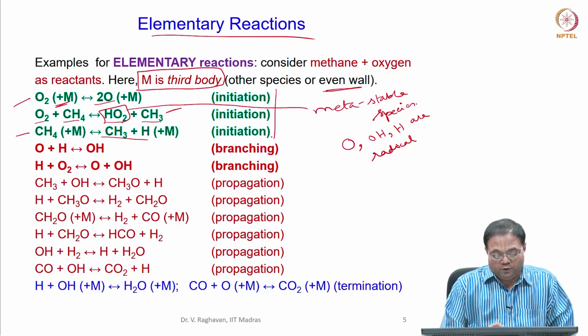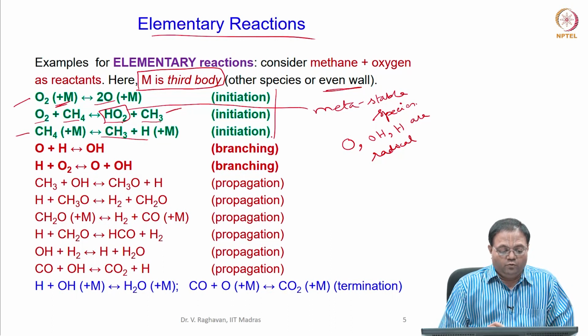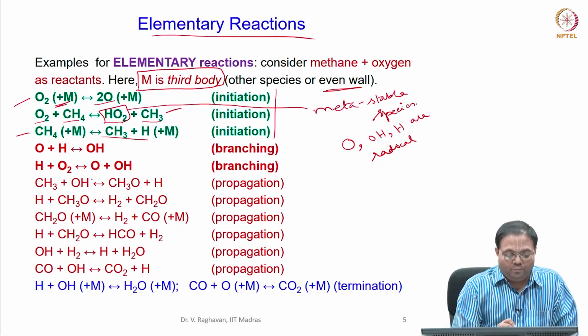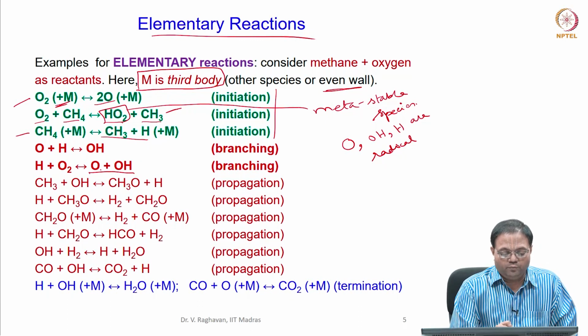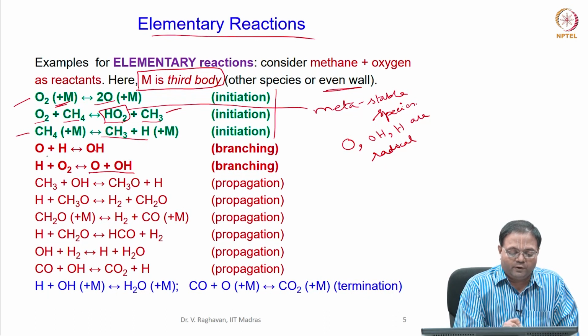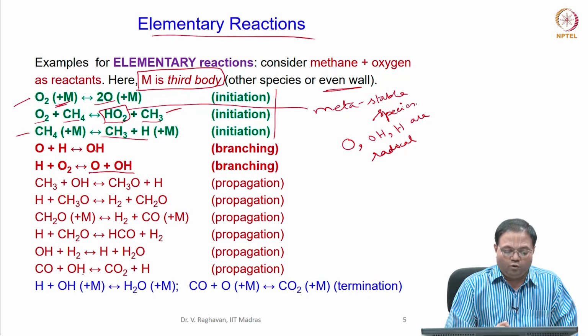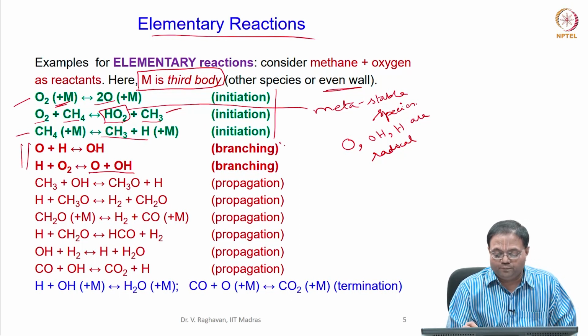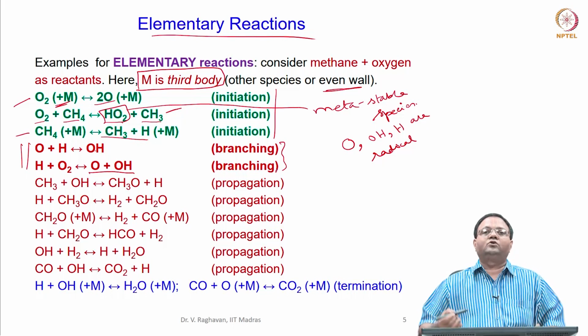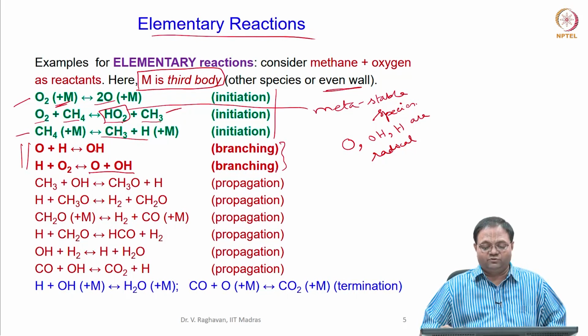Now, chain branching. Chain branching is, I told you, where multiple radicals are formed. So, H plus O2 giving O plus OH. Both are very reactive. Similarly, OH splitting into O and H. So, you can see multiple radicals are formed, in very fast reactions. This will lead to acceleration of the overall reaction rate: chain branching steps.